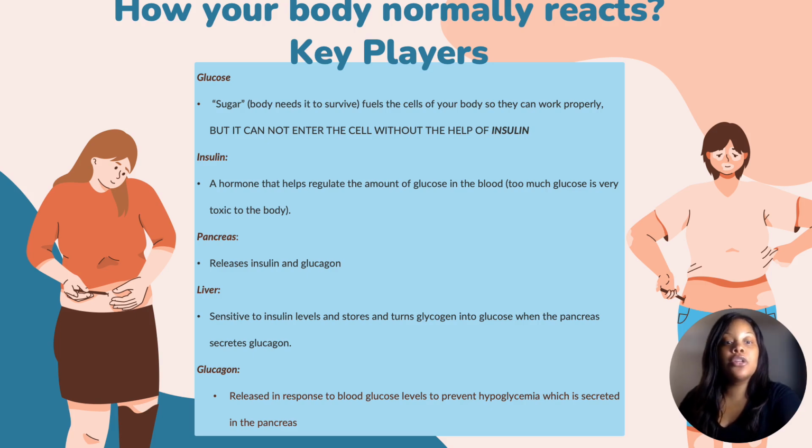So just make sure you keep reading these terms over and over and over to piece this pie together. All right, so what is glucagon? Glucagon is secreted by the pancreas and released in response to your blood glucose levels to prevent hypoglycemia. So does that make sense? I hope it makes sense for y'all. Glucagon is released in response to your blood glucose level to prevent hypoglycemia.